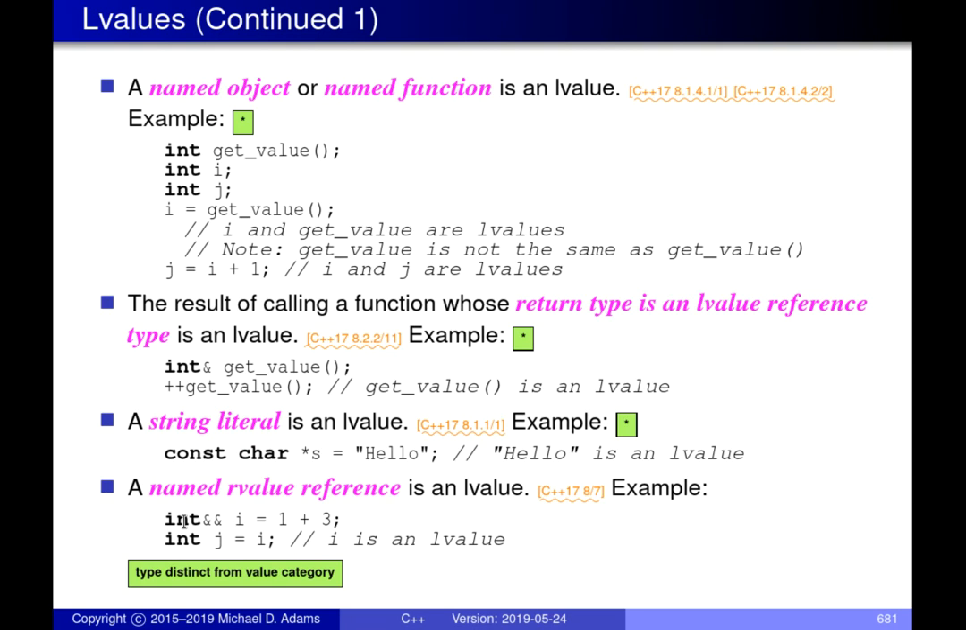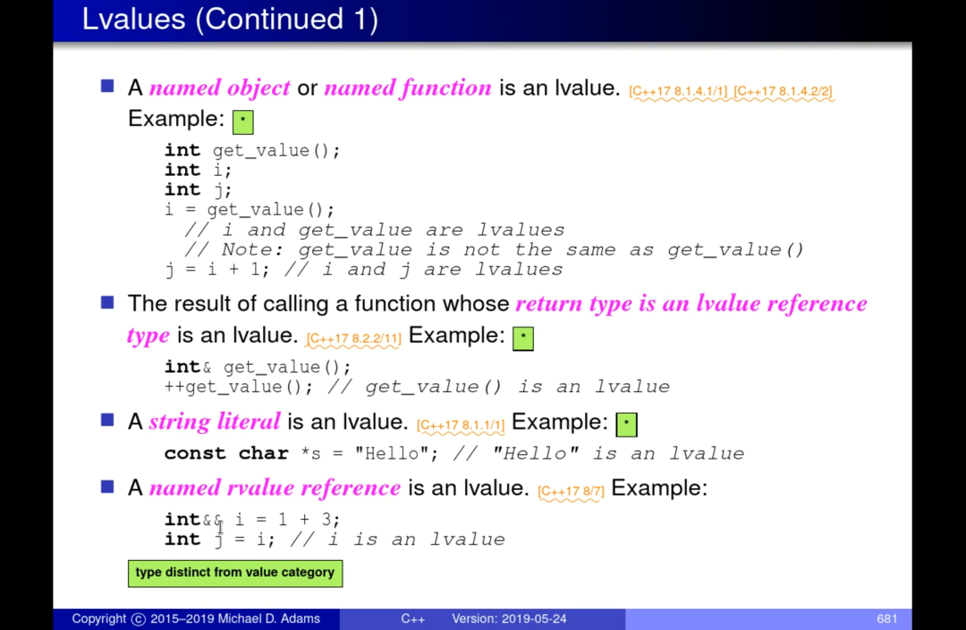In other words, if you're inclined to say i is an R-value because i here is defined to be an R-value reference to int, you're confounding two things. There are value categories, which have to do with expressions. An expression has a category. It's either R-value or Lvalue, or R-value, X-value, PR-value, depending on how finely you want to split things up. And then types are a totally different thing from expressions. Types can be an R-value reference to something, an Lvalue reference to something, and so on. So you want to keep clear the difference between a type and a value category.